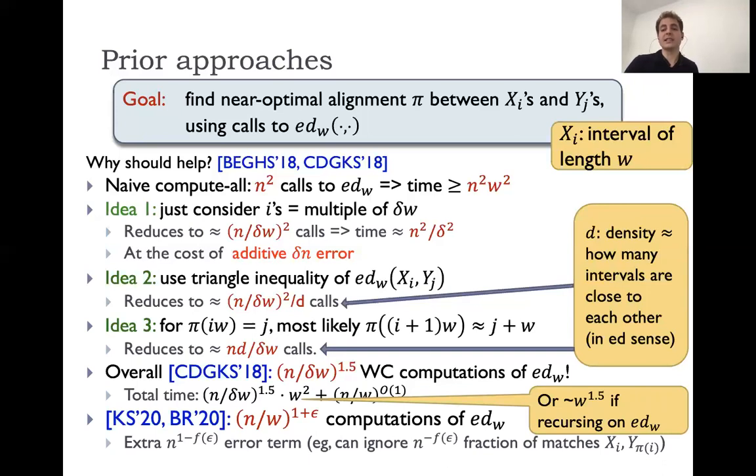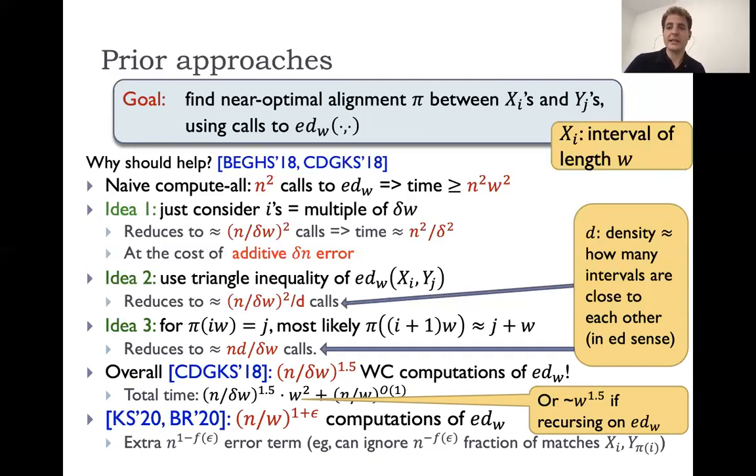And so those ideas were able to get roughly N to the 1.5 time to compute a constant approximation. And earlier this year, there were two separate works that showed that you can combine the dense and the sparse cases in order to get near linear time, because you use the advantage of both. But first of all, you use idea 1, then you need to get an additive error there, which is a near linear additive error.